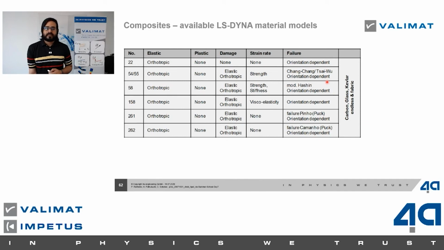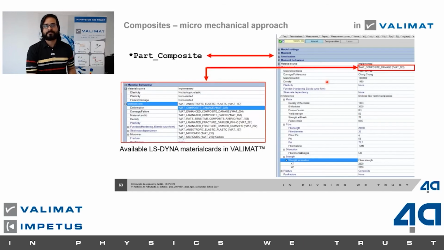And then we have MAT 261 and 262, which are more complex continuum damage based models with an option to define nonlinear shear behavior. They are basically set up in the same manner, but MAT 262 differs in the underlying continuum mechanics model. So composites, how do you set them up? You set them up in almost exactly the same manner as Peter showed you before, using the MicroMec approach.